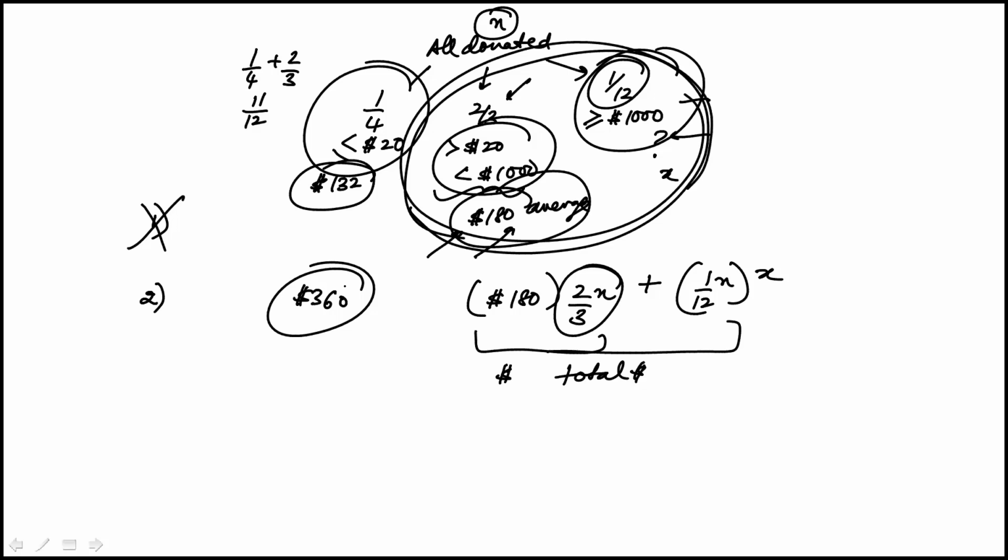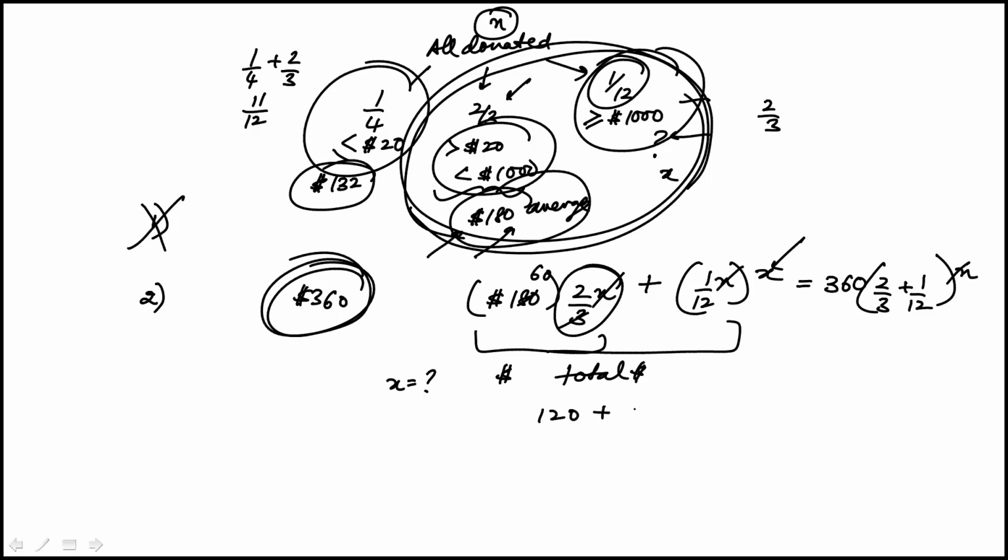And I know their average amount, the total amount. That means the amount they donated would be 360 times 2/3 plus 1/12, and again, this is N. You'll notice the N drops out. It's everywhere. And you'll see that we can find what X is. You don't have to compute it. I mean, if you had to, let me just see how quickly I can do one. Sometimes it does help to compute if you get some strange number. Usually there will be nice numbers.